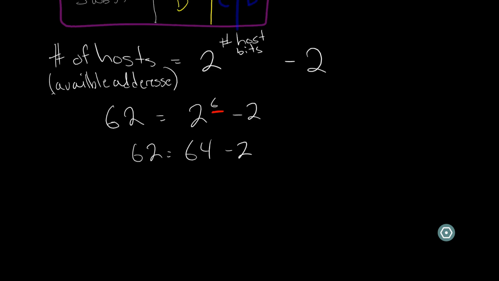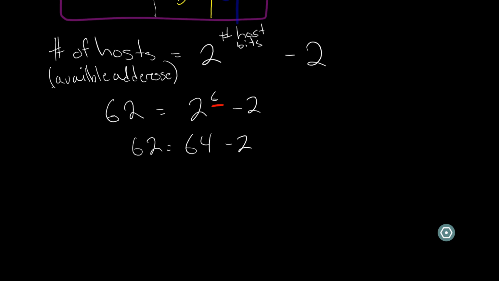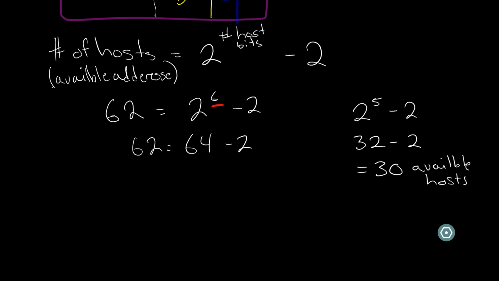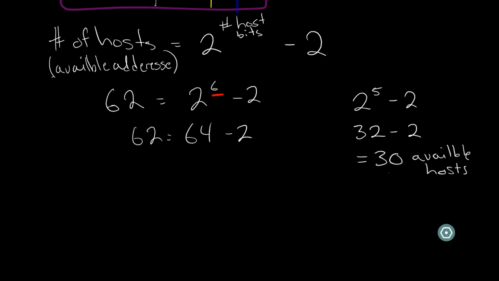And the reason we still need 6 host bits is because if we go down to 5 host bits, we would get 2 to the power of 5 minus 2, which gives us 32 minus 2, which gives us 30 possible hosts. And if we only have 30 possible hosts, that wouldn't be enough. So what we need to realize is that anywhere between 31 and 62 is going to require 6 host bits.